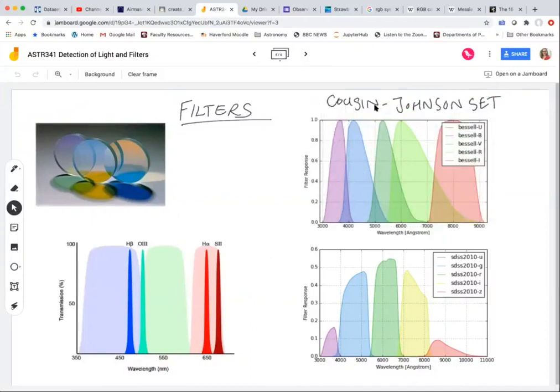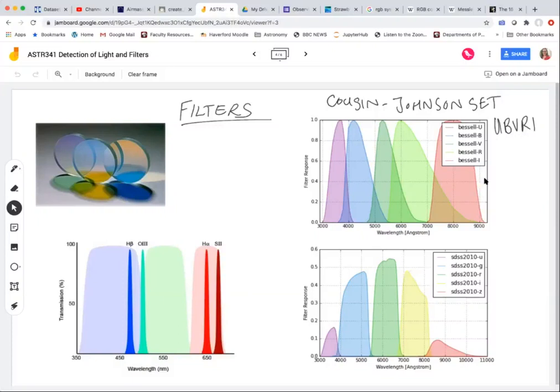So two people named Cousins and Johnson figured out this set of filters and came up with a standard set. We like to use a standard set for calibration, so it means that we can look up observations that have been done through these filters in the past. So you see this is U, B, V, R, I in capitals. Roughly UV, blue, visible, red, infrared.